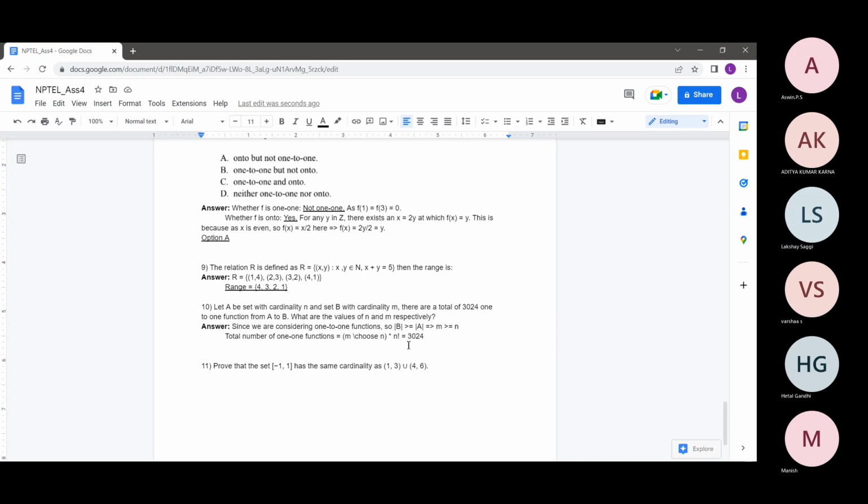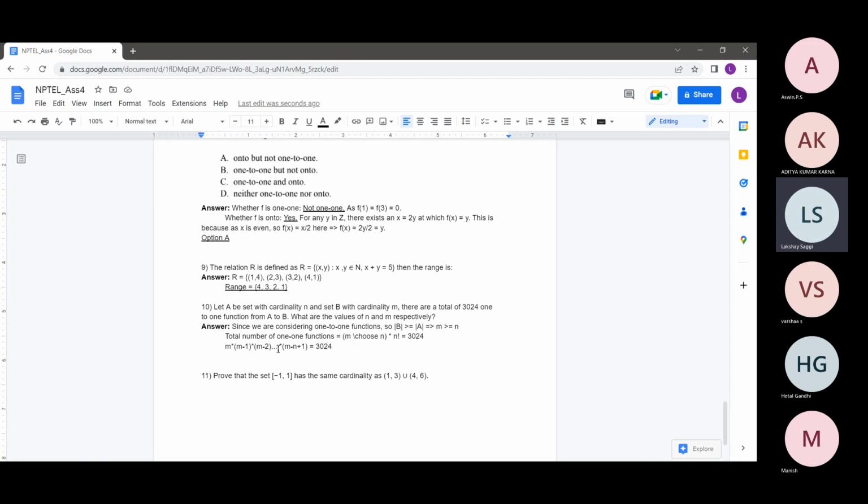Okay. So just writing out the formula for permutation: m times m minus 1 times m minus 2 and so on till m minus n plus 1 is equal to 3024. This is what the question is saying, because mPn is m factorial upon m minus n factorial. So yeah, this is what the question is saying.